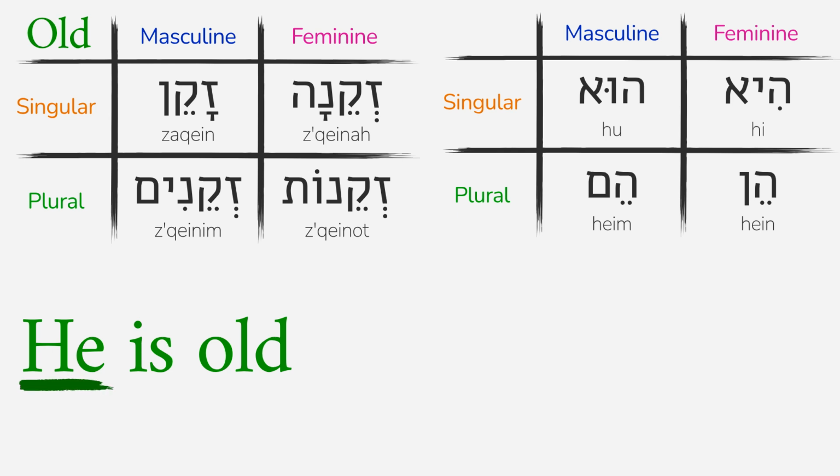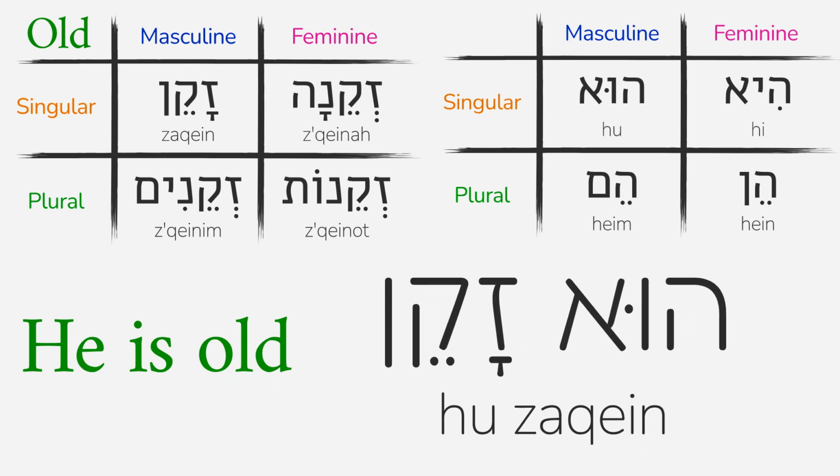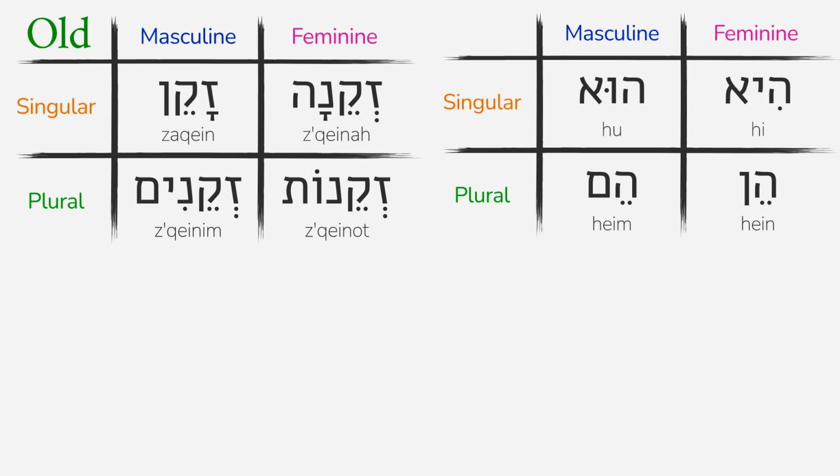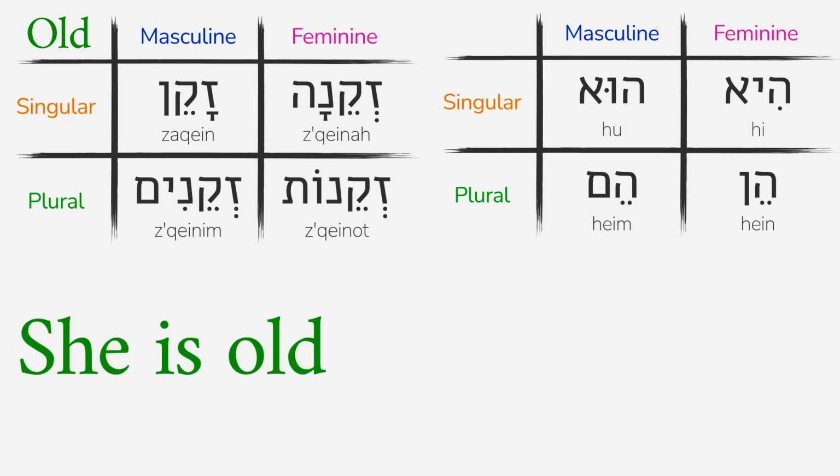Alright, we have he, which in Hebrew is hu, which is a masculine singular subject, and so the Hebrew word for old must also be in masculine singular form. So that will be zakain. Hu zakain. He is old.